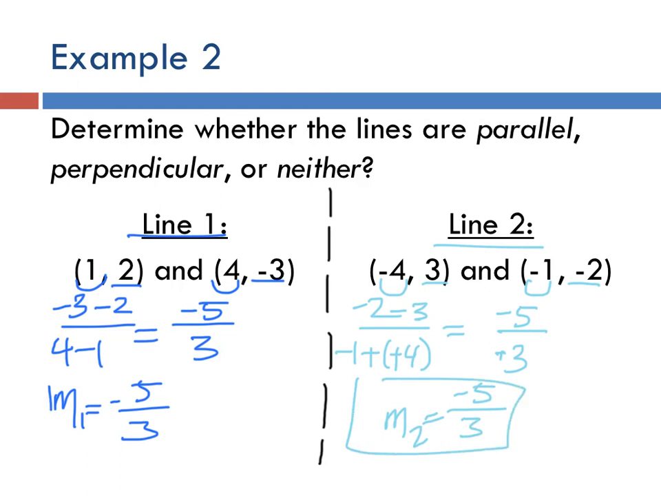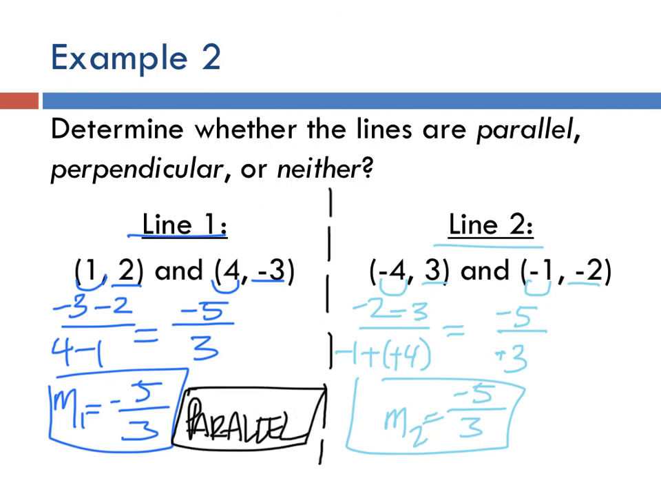Now we have both of our slopes. Are they the same? Are they different? Are they reciprocals and negatives of each other? Well, in this case, they're the same. Negative 5 over 3 over here equals negative 5 over 3 over here. So these lines are parallel. And that would be your answer. How do you know? Because the two lines have the exact same slope.